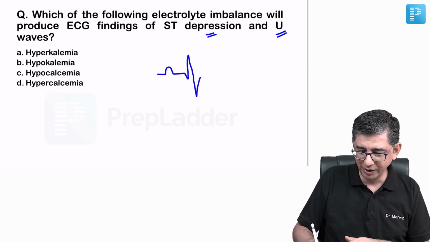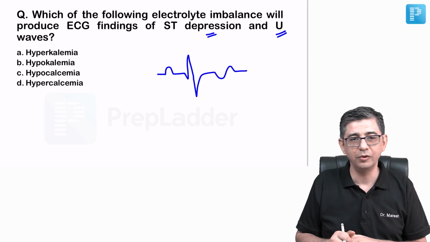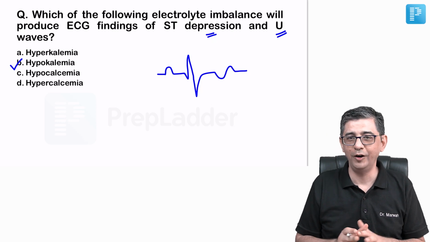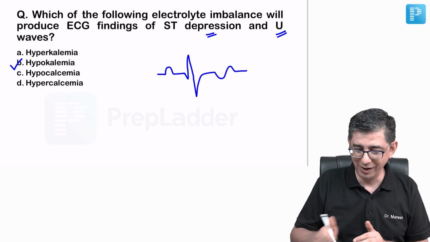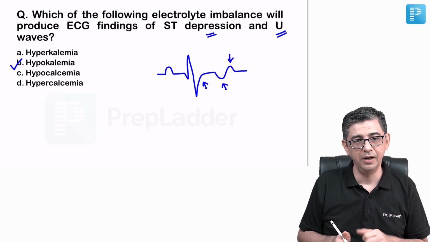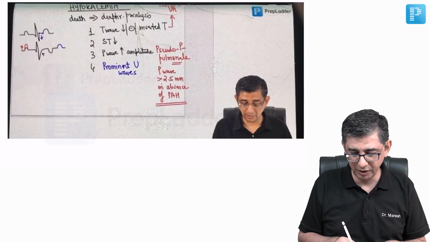So when T goes down, ST also goes down, and then you have a U wave coming up. So the answer for this one is hypokalemia. And at the moment, I'll not get into electrolyte imbalances and the ECG changes, which are well documented in the app itself. I hope nobody made a mistake in this one. Answer is B, and we move on to the next one.